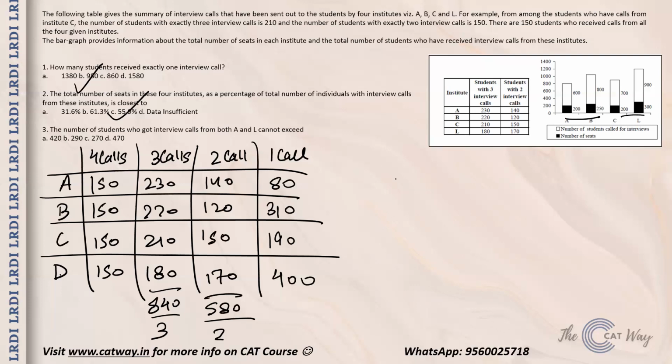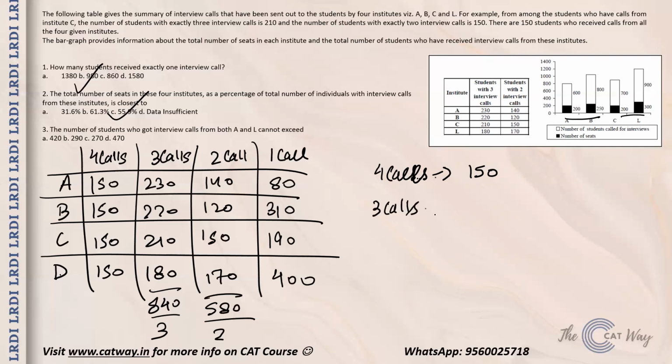The people who got 4 calls, there are 150 people, and all these 150 people have received calls from A and D. Now come to the people who have got 3 calls.